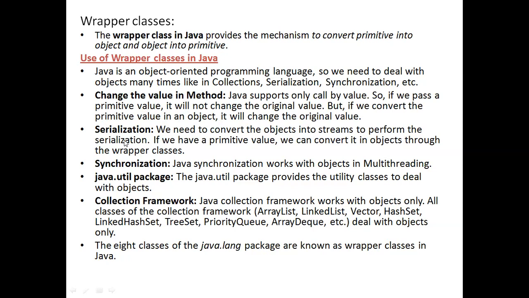Next, we can see serialization. What is serialization? We need to convert the objects into a stream to perform serialization. That means if we have any primitive values, we can convert them into objects through the wrapper class.